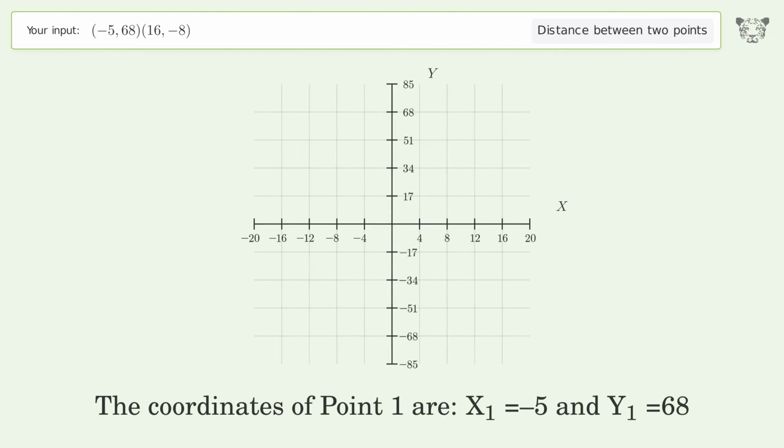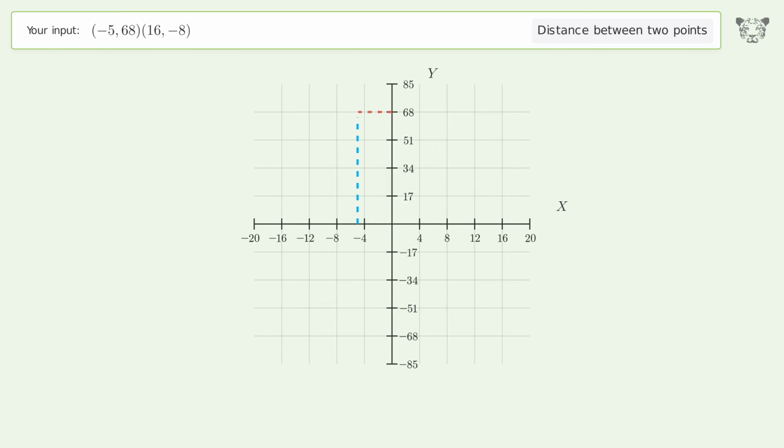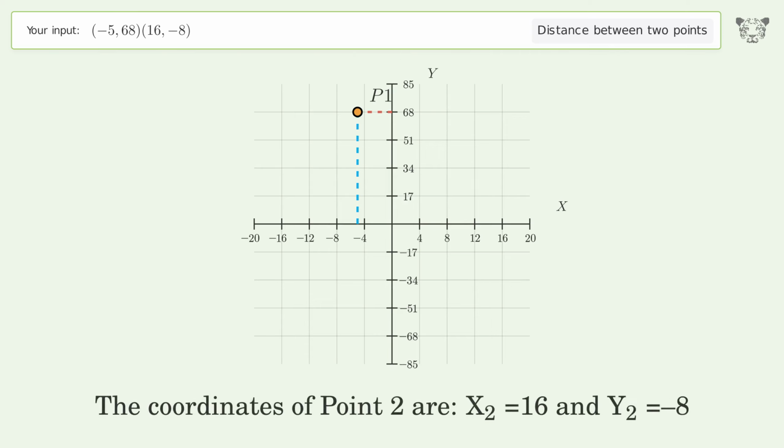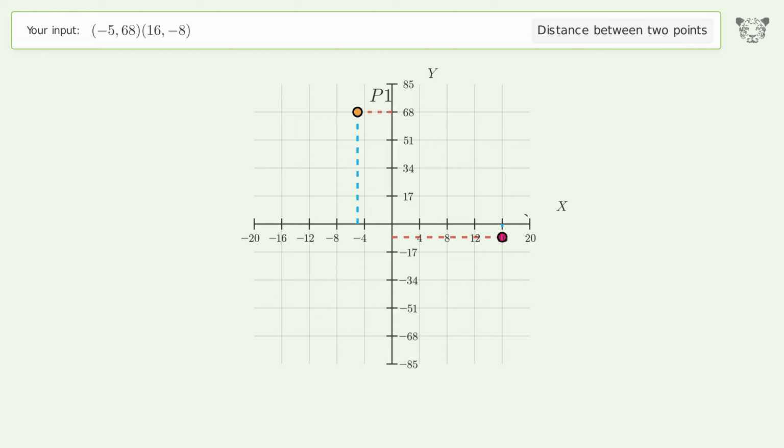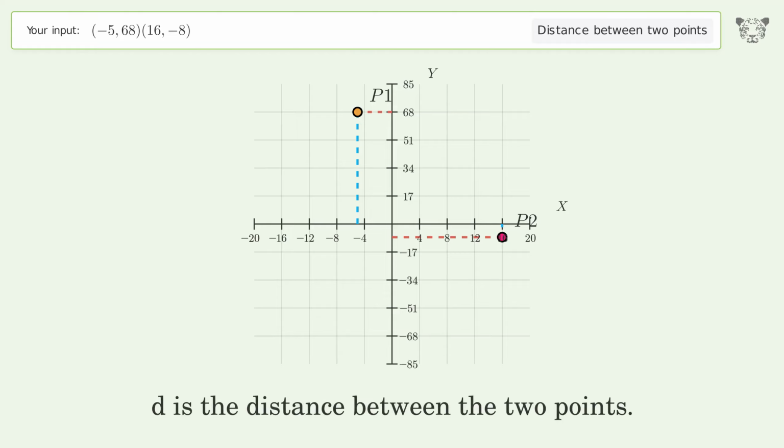The coordinates of point 1 are, x1 equals -5 and y1 equals 68. The coordinates of point 2 are, x2 equals 16 and y2 equals -8. D is the distance between the 2 points.